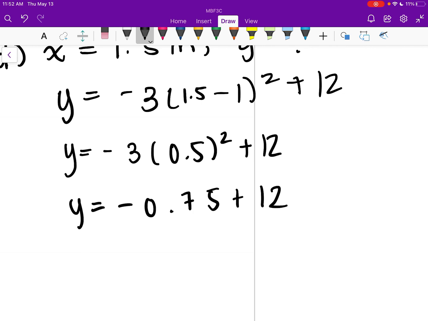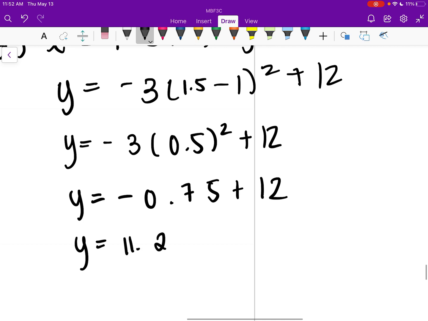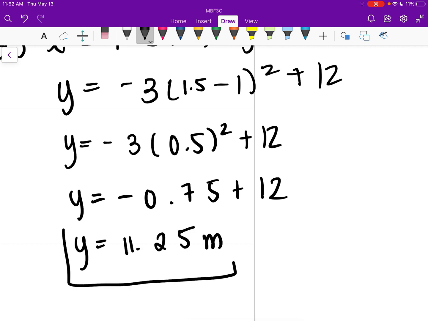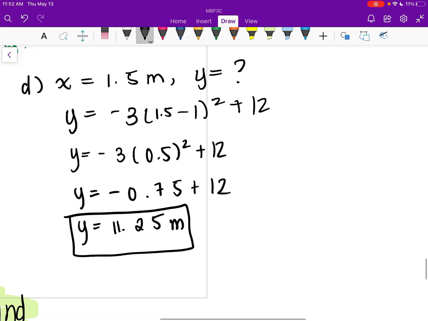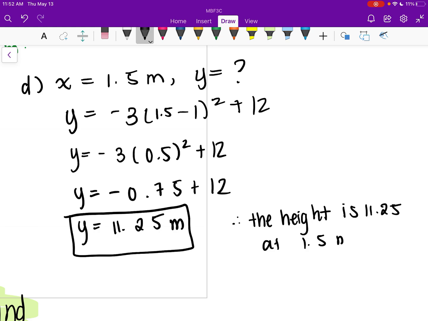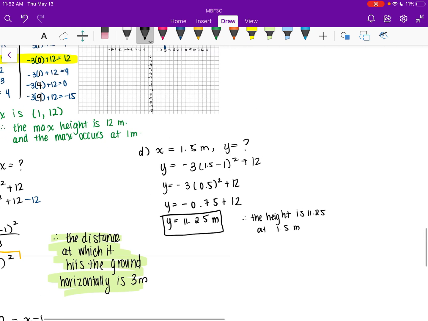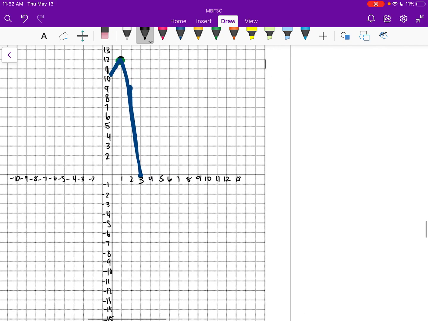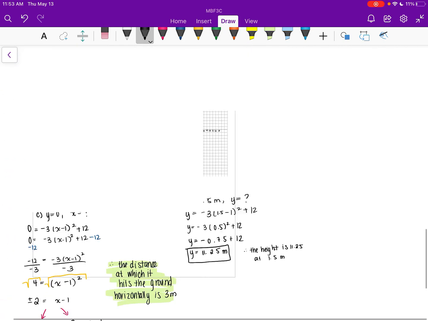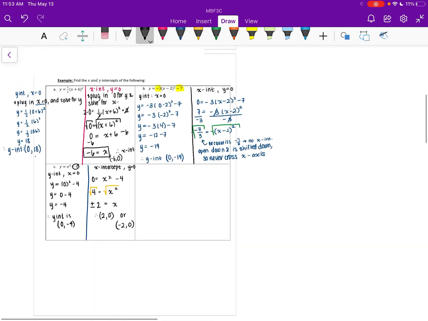Right, and then just add 12, and I know that y is equal to 11.25 meters. So I know that the height is 11.25 meters at 1.5 meters horizontally, which if I go here makes sense. It's going to be like right here, right? So it's about 11.25. And that's it. That's the end of our lesson on interpreting graphs.